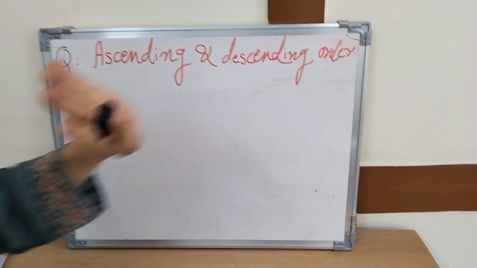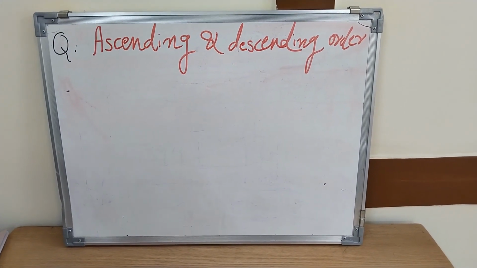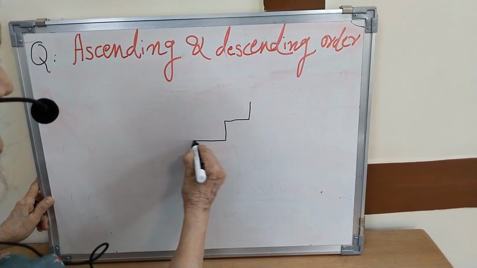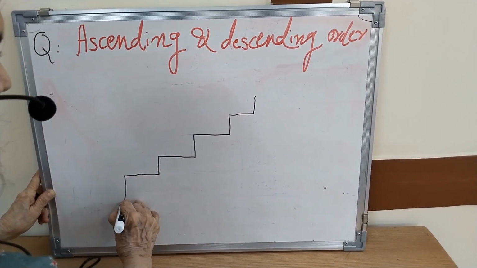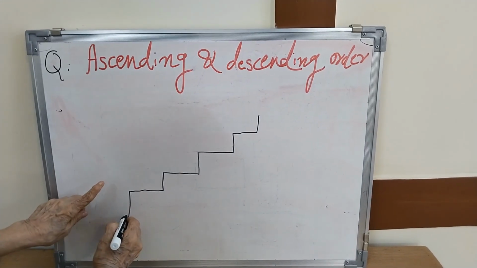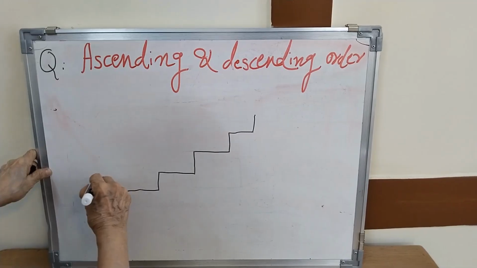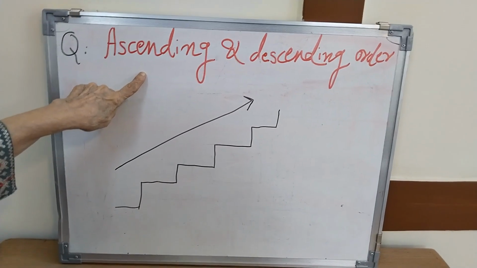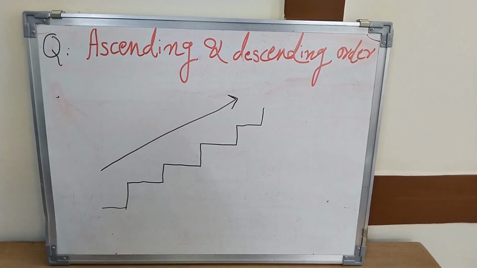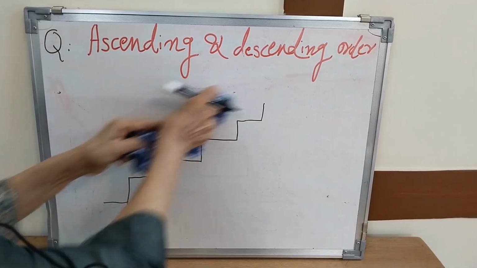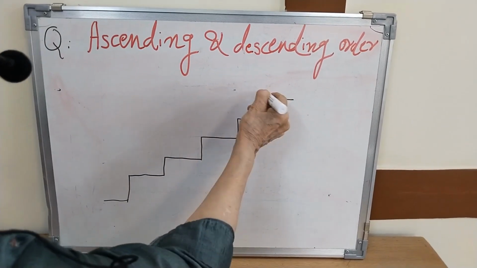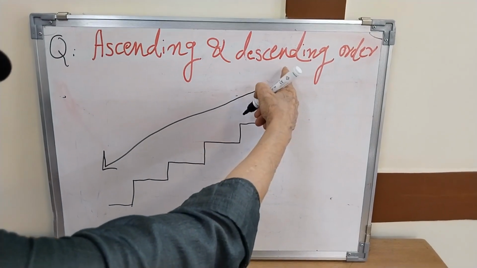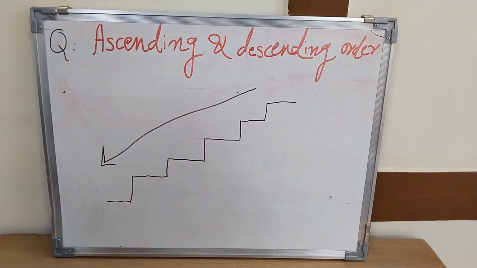Ascending and descending order. First of all, we will have to know the meaning of ascending and descending. Now suppose this is a staircase. When we go from the lowest step to the highest step in this fashion, then it is ascending, going upwards. And descending is exactly opposite, that is, if we start from the highest place and we go down like this, then we are descending.